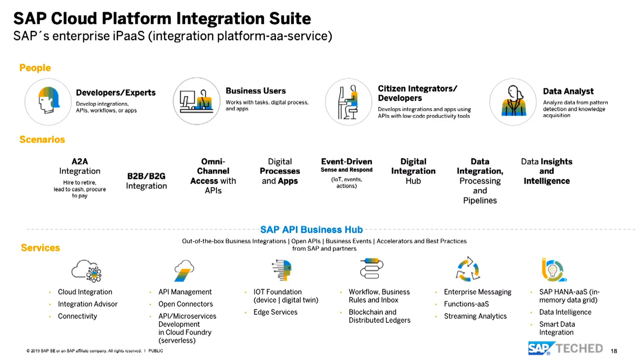I will talk about this pattern in a moment, but we had a session on Digital Integration Hub. Bacardi did a session on Digital Integration Hub yesterday, but I will also talk about the pattern in this slot. Then you have data integration processing, data pipelines, and last but not the least, getting integrated data and applying machine learning to get data insights and intelligence, right? So these are the 8 scenarios or customer jobs to be done that we support.